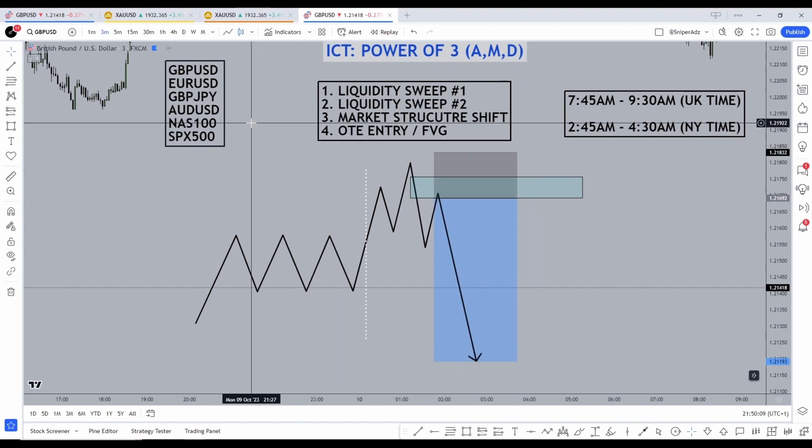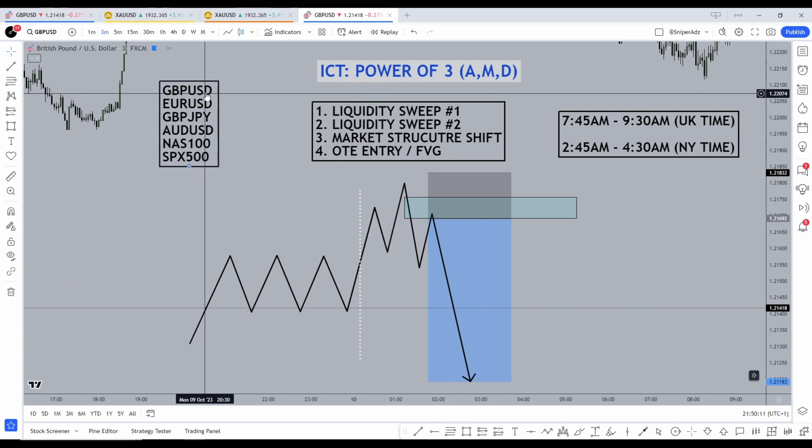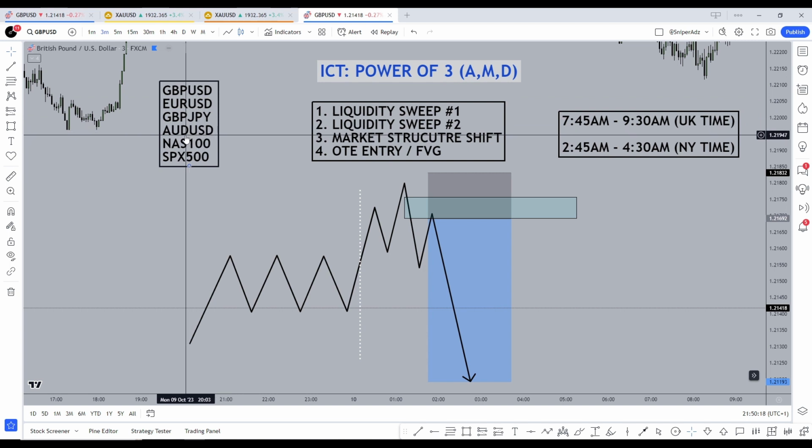Now you can see right here the pairs that I have on the left hand side of the screen. This mainly works on GU, EU and GJ, which I've seen work very nicely, but I have been backtesting it recently and I've noticed that it works very nicely on AUD, USD, as well as these two indices right here, NAS 100 and SPX 500, right?